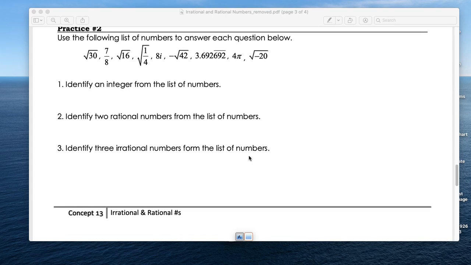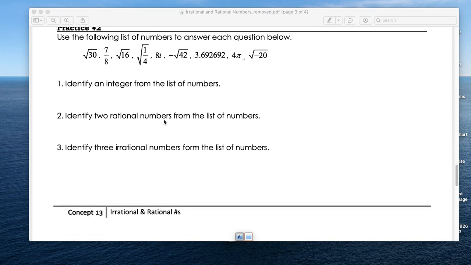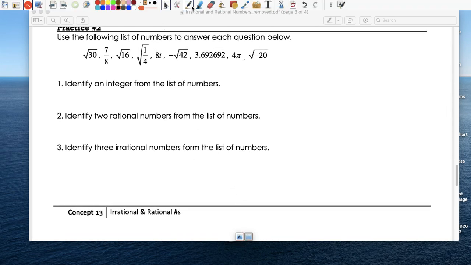Use the following list of numbers to answer each question below. Identify an integer from the list of numbers. Okay, so which one is an integer? Well, instead of square root of 16, I'm going to think of it as 4. So here we go. 4 is the only integer. I can change square root of 16 to 4. Everything else I can't change.